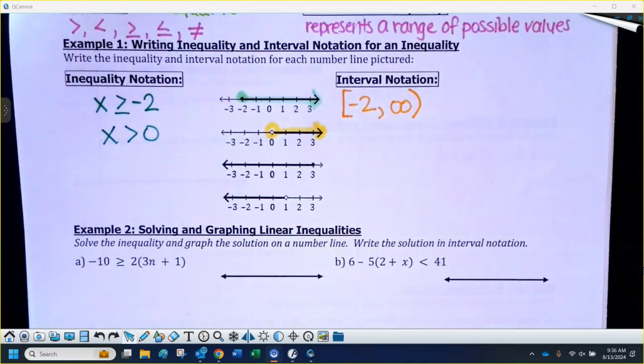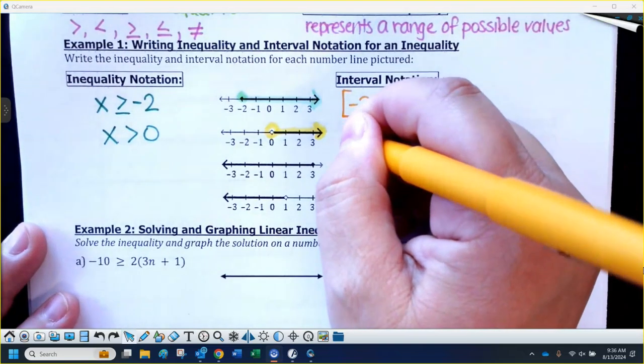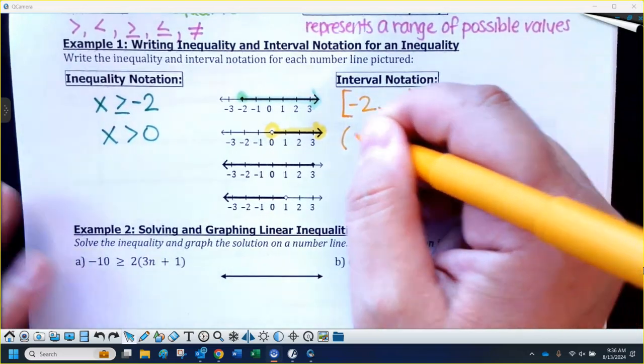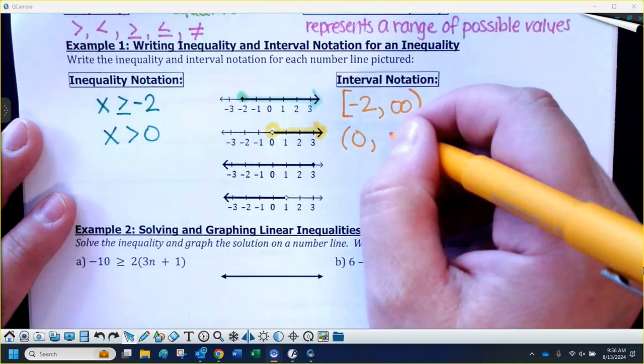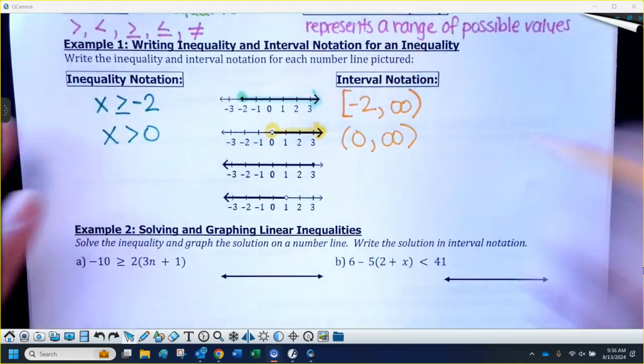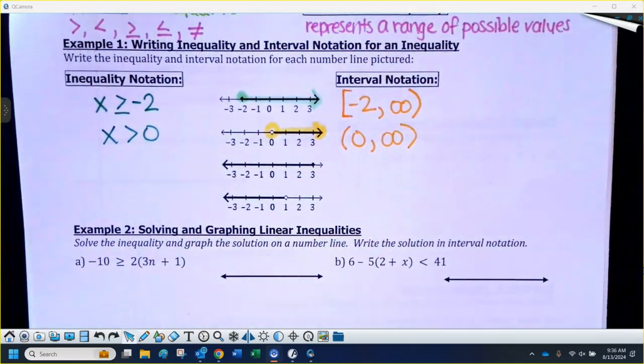All right, now, here's the only difference. You're going to start with the smallest number. If you have an open circle, you just use a parenthesis instead of a bracket because I don't actually touch the 0. Then you use a comma, and that one is similar to the one above where it's pointed to the right forever. So the biggest possible value goes all the way up to infinity. And infinity only has parentheses. They are never touching infinity because I could keep adding values to that.